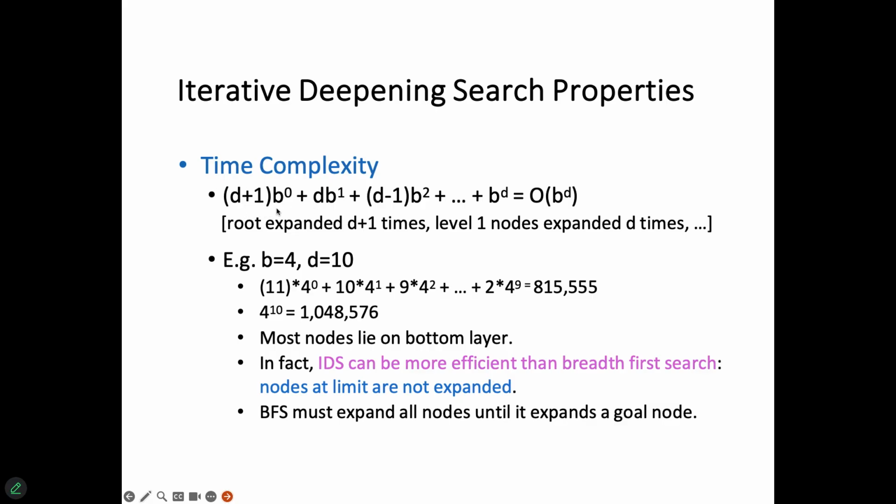As you can see, at level 0, which is your root node, it is D plus 1 multiplied by this, and the reason is that your root is going to be expanded the number of iterations times, right? So it is expanded D plus 1 times, and then a level 1 node will be expanded D times, and so on until we reach B to the power of D, where it is expanded only once, right? And so this is just an example.